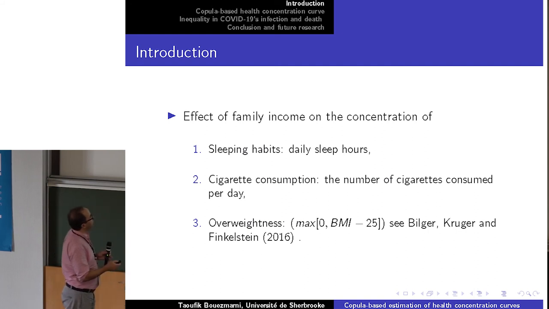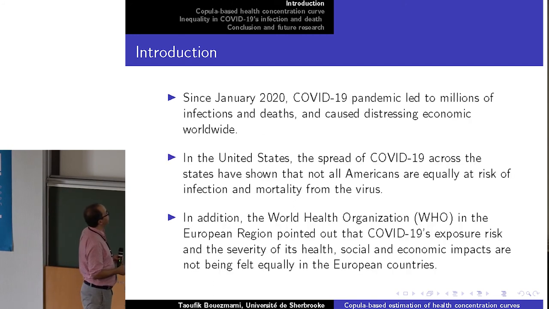Right. So of course, I discuss the case of COVID, but these measures can be applied to different problems. For example, you could use them to look at how the income level of a family affects the concentration of some health variables like sleeping habits, cigarette consumption, overweightness, etc. COVID is just a simple case where these measures can be applied.